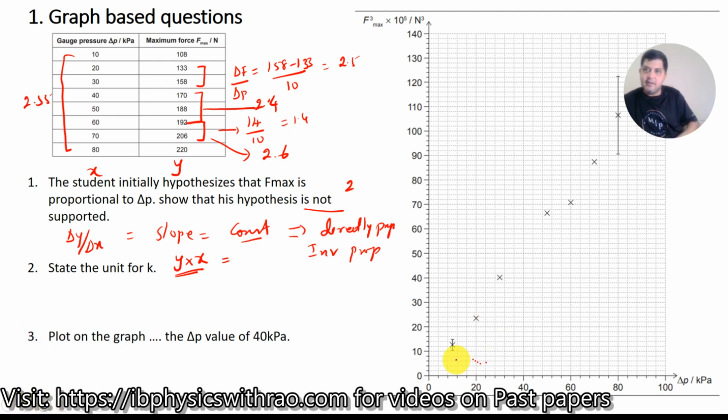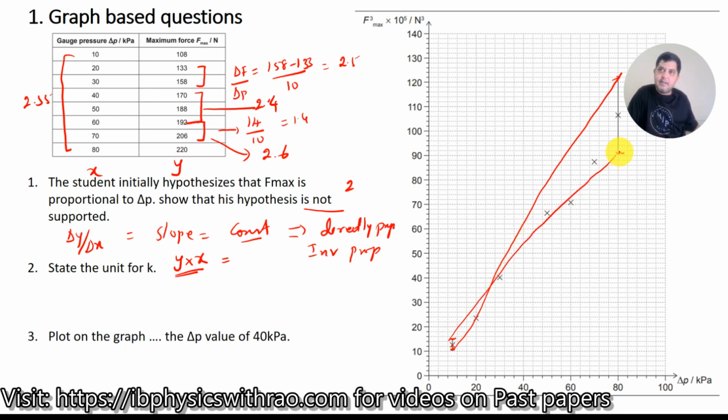So how should you draw it? I take this value here and this value here. If I draw it like this, it will pass through this point. Now let me take this point and this point. In between them, I will get a worst fit line. Now I take this point and this point, and if I draw this, I'll get another worst fit line. Max gradient and minimum gradient.